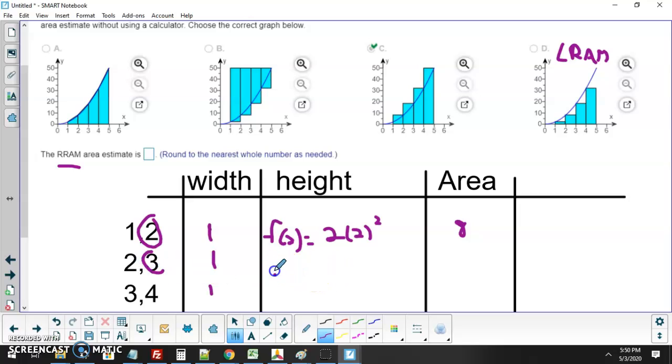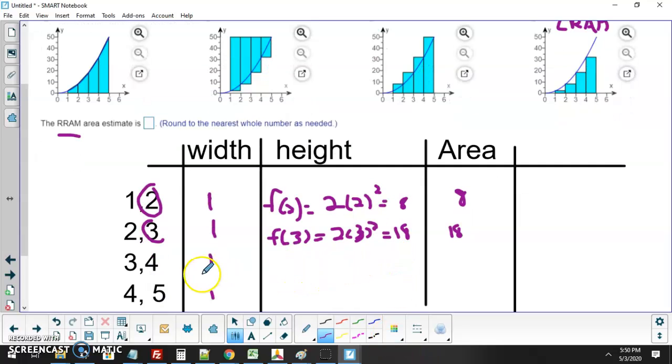For the next one, it's going to be f of 3. You're going to use the right again. So it's 2 times 3 squared. Let me go back real quick. The height was 8. You're doing 8 times 1, so the area is also 8. So this is 3 squared. 3 squared is equal to 9. Sorry, this is hard to write with this. 9 times 2 is 18. 18 times 1 is 18. So the area of the second rectangle is 18. Then we're going to do f of 4. f of 4 real quick would be 4 squared, which is 16.